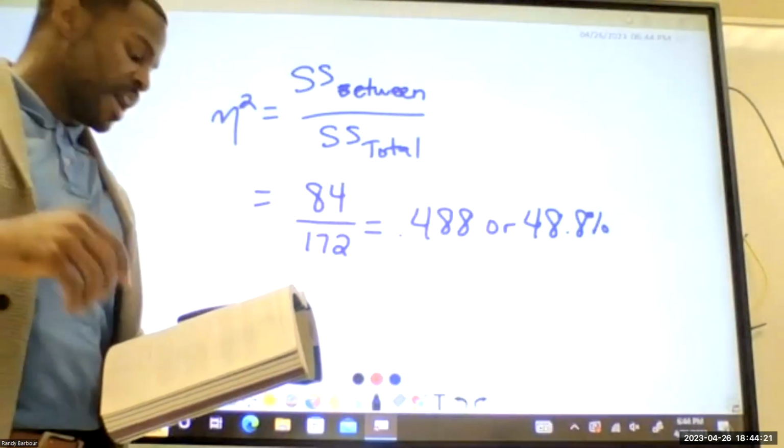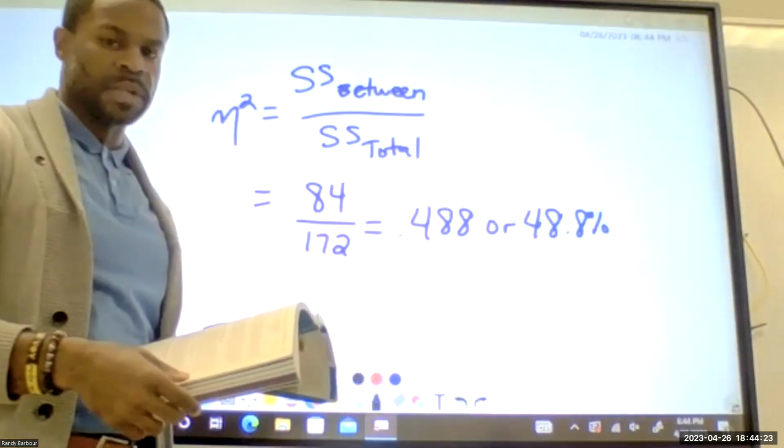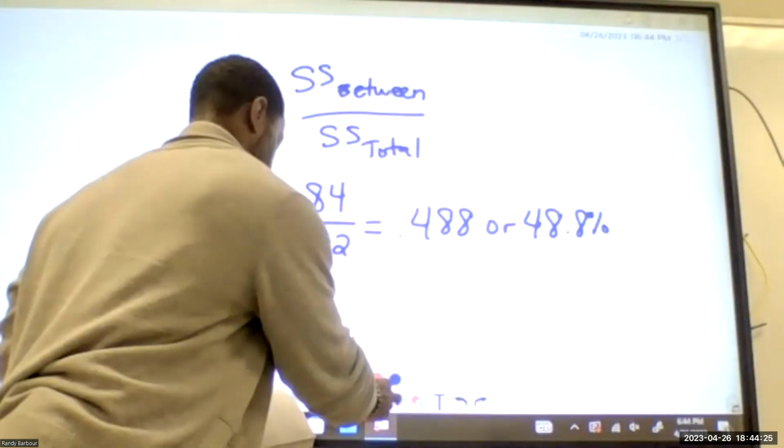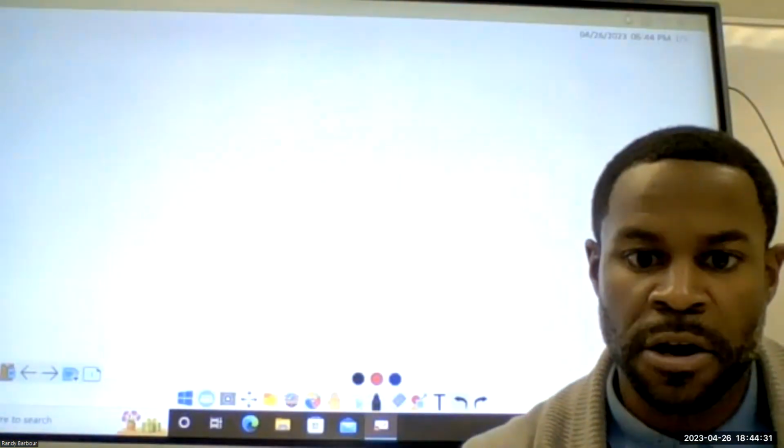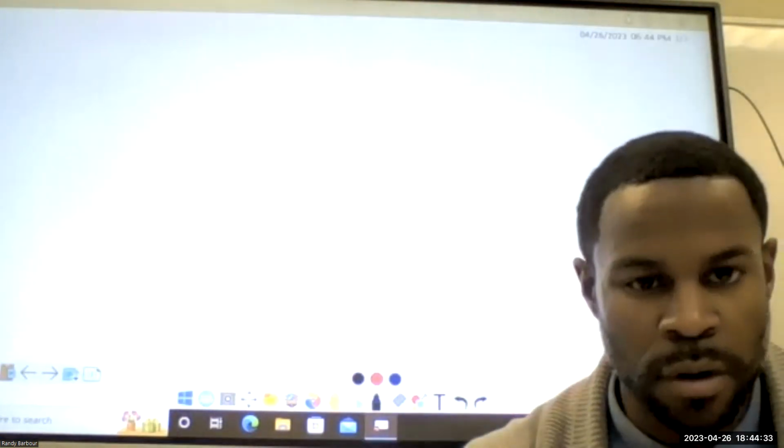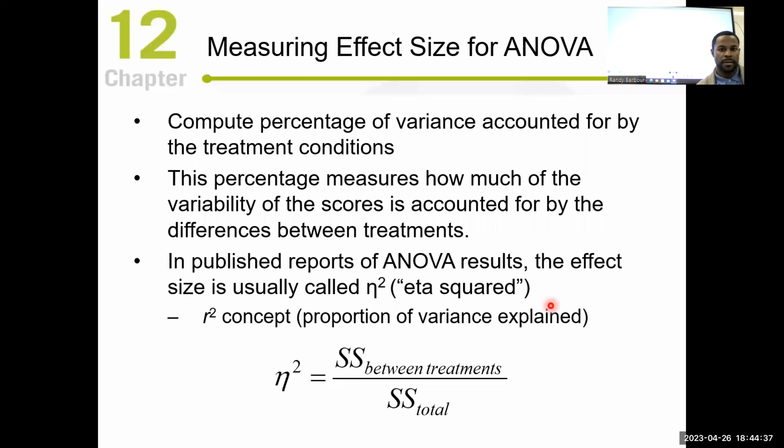And again, we get to see that as we move forward. Go back to sharing. I'll get everything covered here. Okay, that's my eta squared. That's how you calculate it. Effect size is showing you how big the effect is.